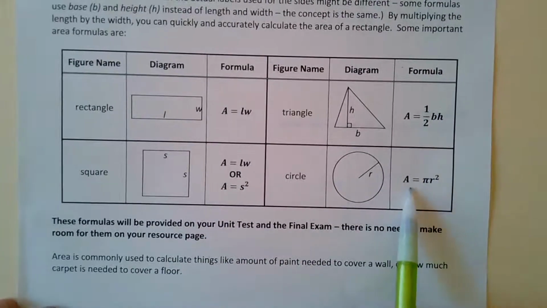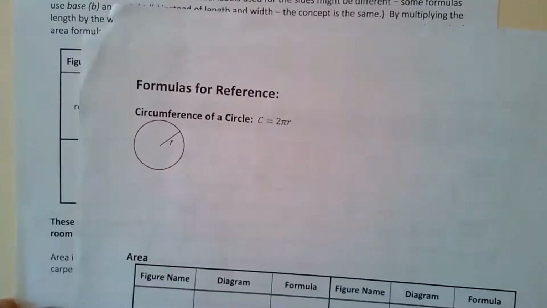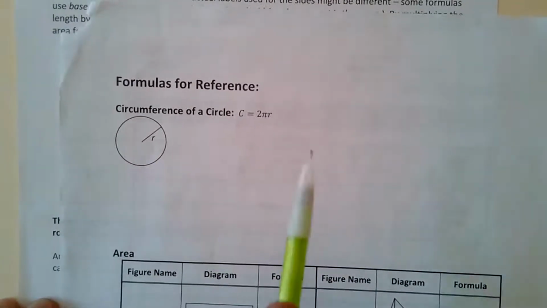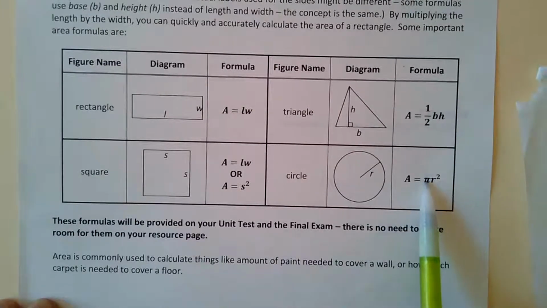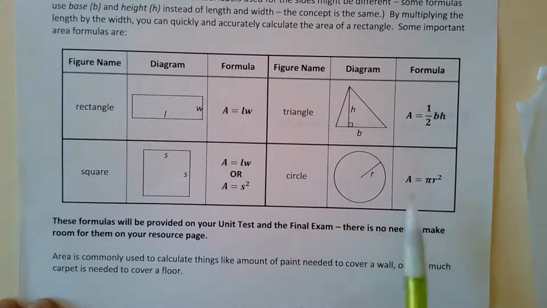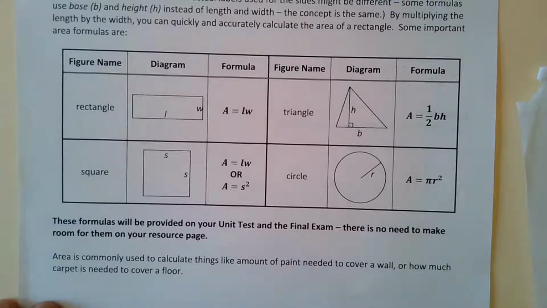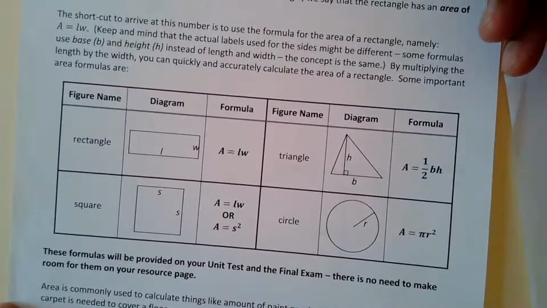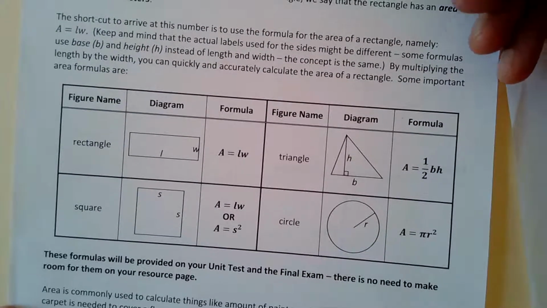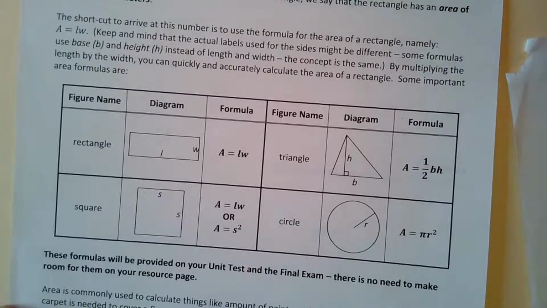And for a circle, be careful with this. The circumference of a circle is 2 pi r, but the area of a circle is pi r squared. That is radius times radius multiplied by pi. So recap, area is the amount of space within a confined dimension, and that dimension is determined by its perimeter.